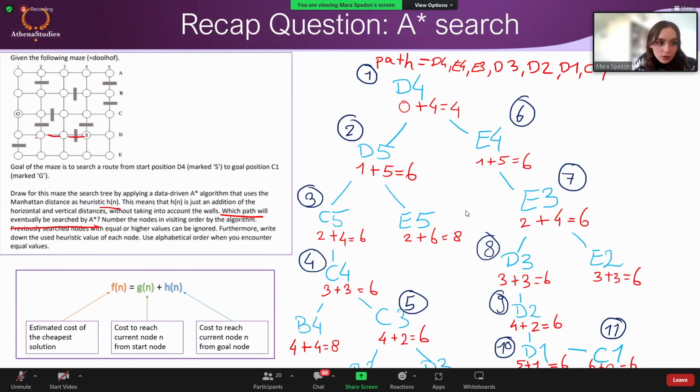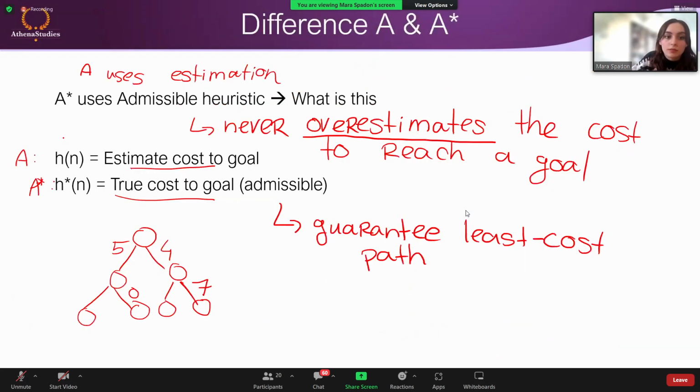You need at least 1, 2, 3, 4 steps to get to the goal. But in the real world, it has this wall here, so it will take longer, but it never overestimates the cost, right? That is A star. Its H value is never more than the true cost to the goal. You can always guarantee to find the least cost path when you have an admissible heuristic. And with A search, all the information you're getting is only an estimate to the goal.